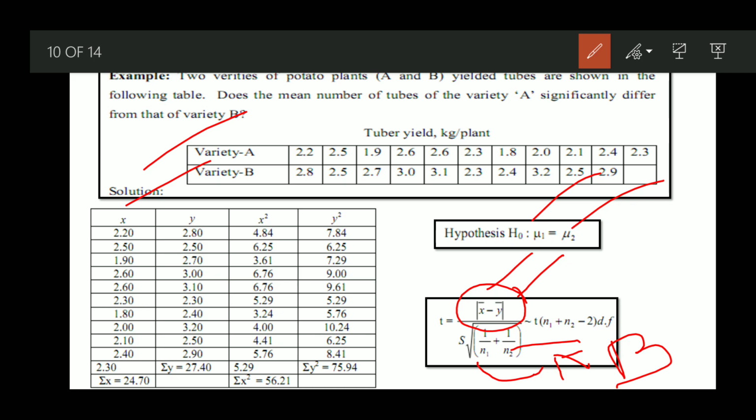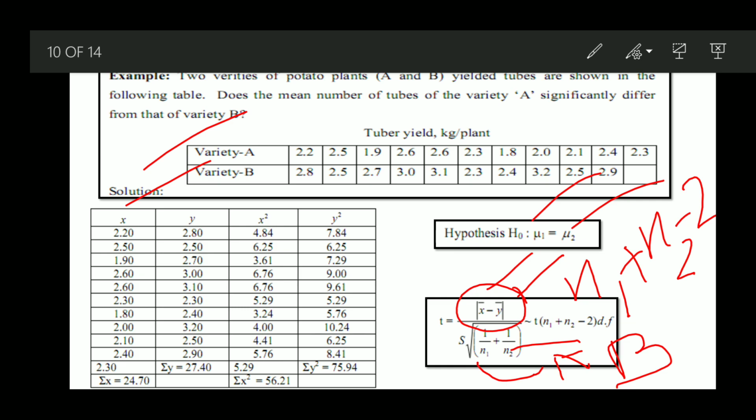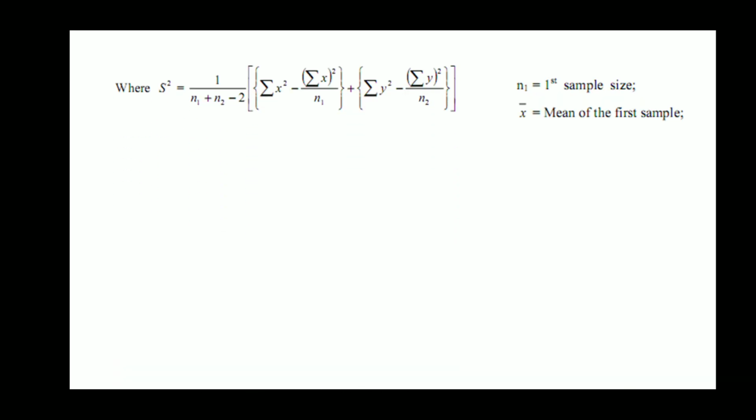Remember, here our degree of freedom is equal to n1 plus n2 minus 2. Why 2? Because here mu1 and mu2 are derived from two different samples, not from one sample. So this is the table here, and from this table we can easily calculate the t value, x bar, y bar and s. This is the formula of s.